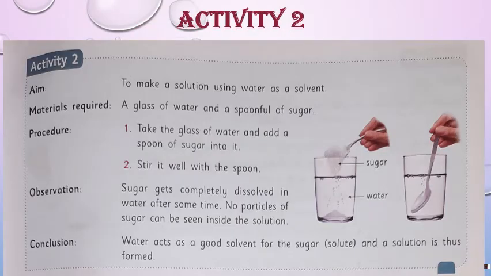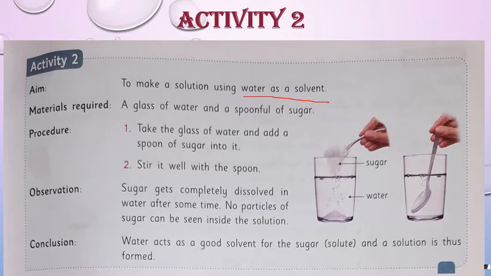Now there are 2 activities given in your book. Let us see what they are. The first activity, that is activity number 2, is to make a solution using water as a solvent. So let me tell you first thing, water is a universal solvent. You have read this in childhood also, in your 4th standard and in your 3rd standard you have learned water is a universal solvent. Why do we say universal? Because it can dissolve a lot of things in it. It can dissolve solid, liquid, and even gas.